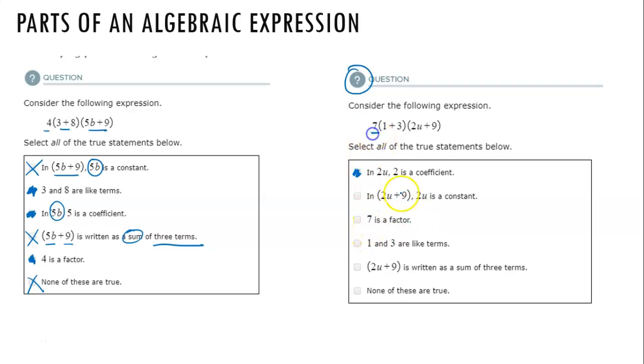7 is a factor. It is because it's being multiplied by something else. 1 and 3 are like terms. They're both constants. Neither of them have a variable. 2u plus 9 is written as a sum of 3 terms. Well, it is a sum, but it's only a sum of 2 terms. And I would not mark that none of these are true because we already said that 3 of them are true.